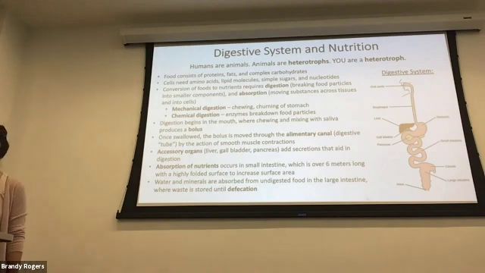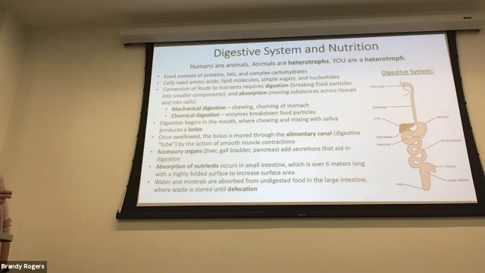Yeah, you have to eat stuff to get your energy. You consume other organisms to get energy. You can't photosynthesize or chemosynthesize. You can't make your own energy. So here are just some bullet points to get us to what your digestive system is actually doing.